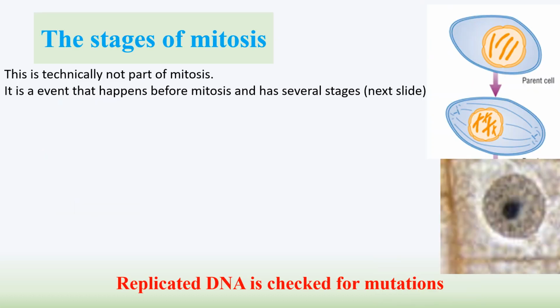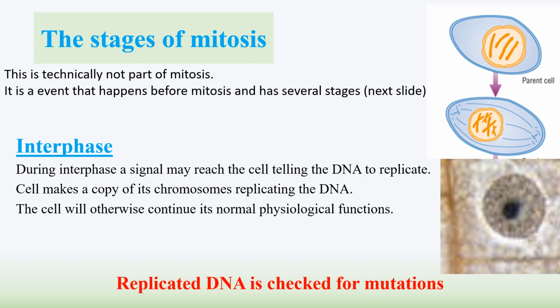So technically interphase is not part of mitosis, it happens before mitosis starts. But during interphase, what happens is a signal reaches a cell and it makes the DNA replicate from single strands to double-stranded chromatids, sister chromatids, identical sister chromatids. The cell makes copies of its chromosomes and the cell will otherwise just continue normal activity.